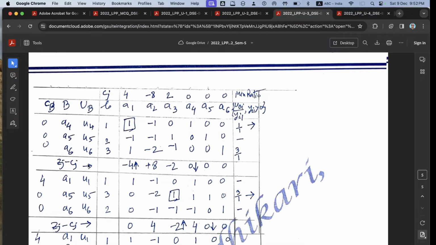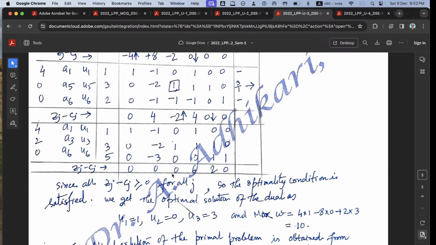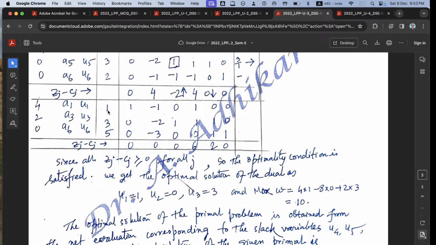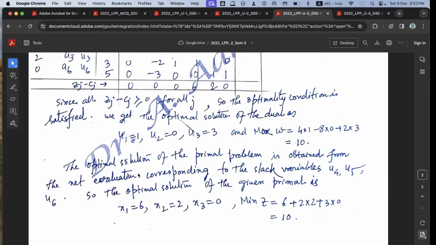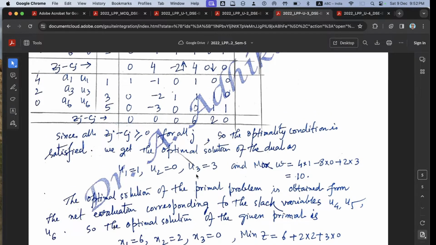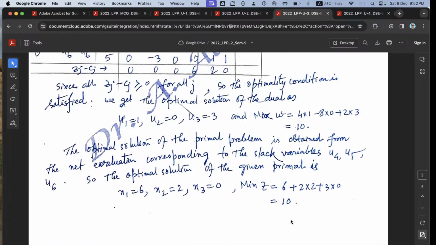We construct this table, and this is the final table. Since all z minus cj are greater than or equal to 0, the optimality condition is satisfied, and we get the optimal solution: u1 equal to 1, u2 equal to 0, u3 equal to 3, and the maximum w equal to 10. The optimal solution of the primal problem is obtained from the net evaluation of the corresponding slack variables u4, u5 and u6. So x1 equal to 6, x2 equal to 2 and x3 equal to 0, and minimum z equal to 10 also.